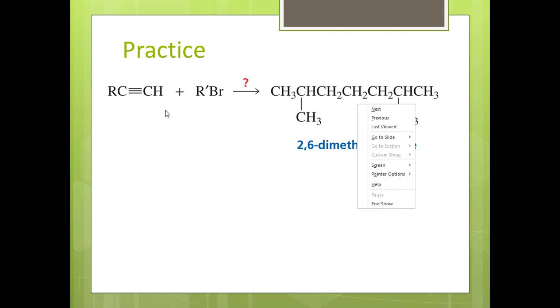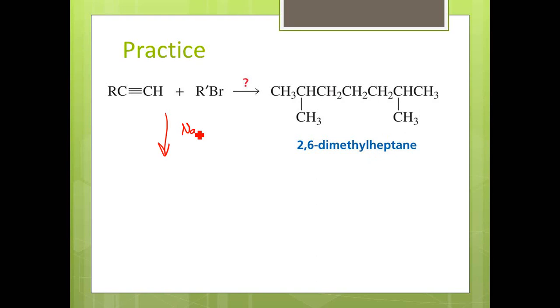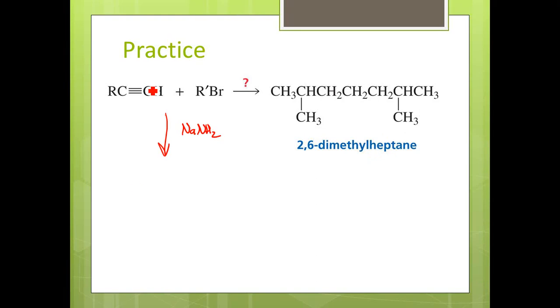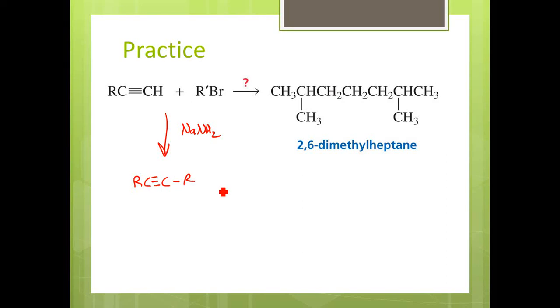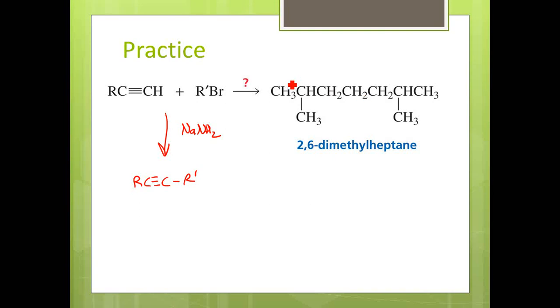Okay, another practice. We're going to take an alkyl halide and a terminal alkyne, and we want to make this. Here's something interesting. If we think about what's going on here, the only thing we could really do with these two is take some sodium amide, deprotonate this thing, and then this other R would add to it.